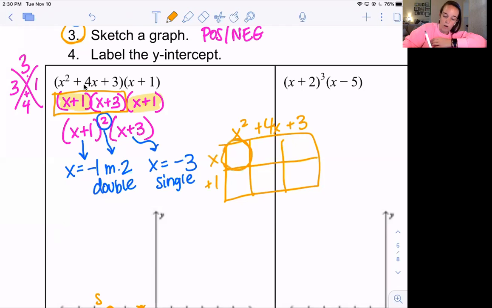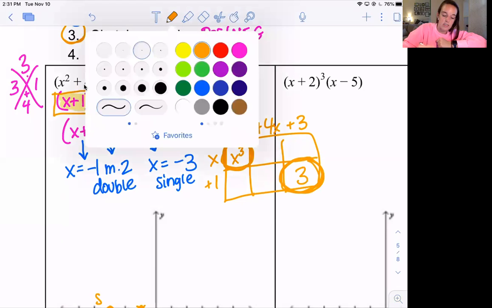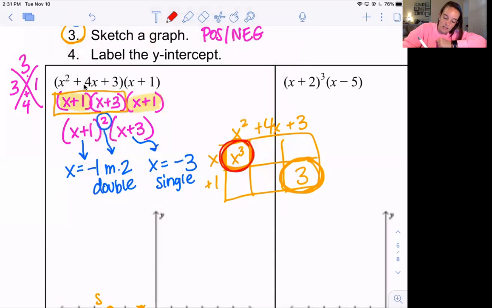The biggest thing always ends up here. And by biggest, I mean the highest degree ends up there. So this would be x to the third. And the constant term always ends up down here, as long as they're in the right order. So 3 times 1 would be 3. So since this is positive, since it's positive x to the third, not negative x to the third, that means that this is a positive graph.